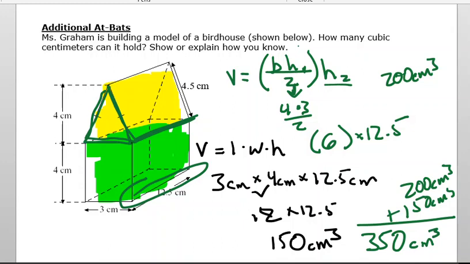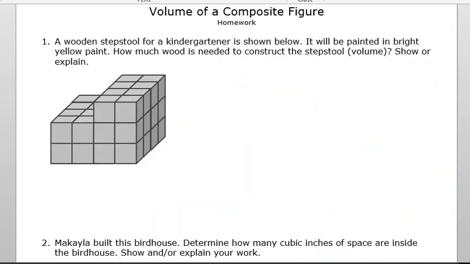Let's go down and do our homework together. All right, my volume of a composite figure. So for this shape, I'm going to go ahead and color in my 2 rectangular prisms. Okay. So a wooden step stool for a kindergartner is shown below. It will be painted in bright yellow paint. How much wood is needed to construct the step stool, also known as volume?